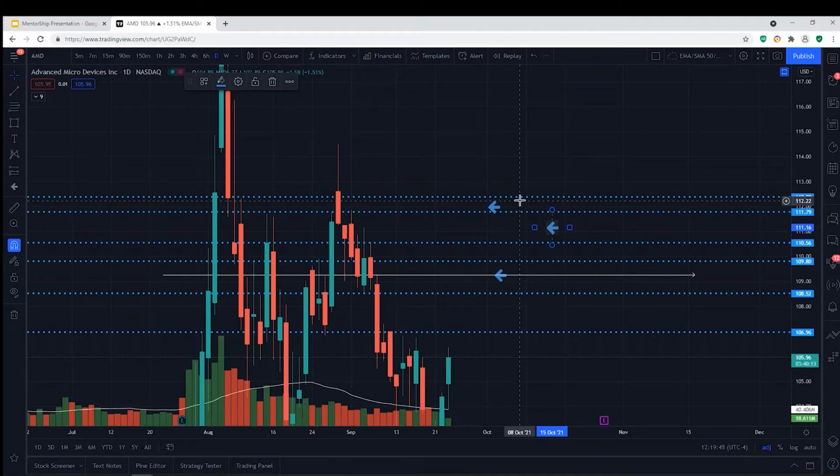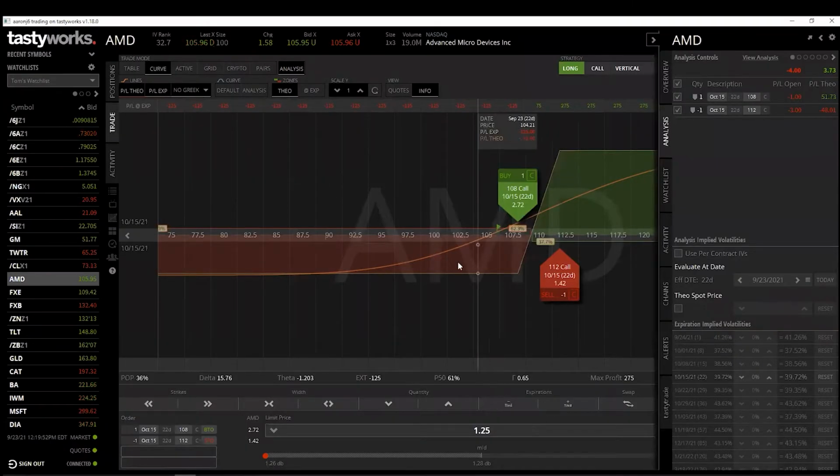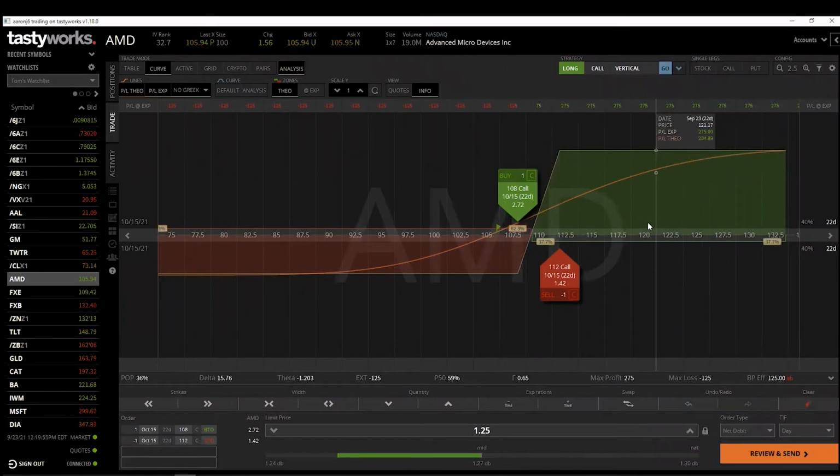Remember, you are capped out. Just because it's 112 doesn't mean you're going to make more money, right? Let's say AMD's at 130 or 120. You're still only making $275 max, but then you have to subtract your debit, obviously, so you're only making 150. Doesn't matter where AMD's at because you're capped. Don't get that confused. As long as AMD stays between this 108 and 112 region by your expiration, you will make money.